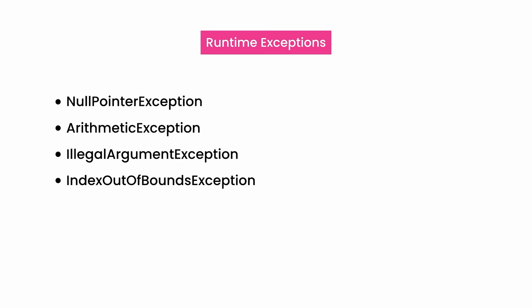Another popular runtime exception is illegal state exception, which gets thrown if we try to call a method, but the underlying object is not in the right state. So these are runtime exceptions.